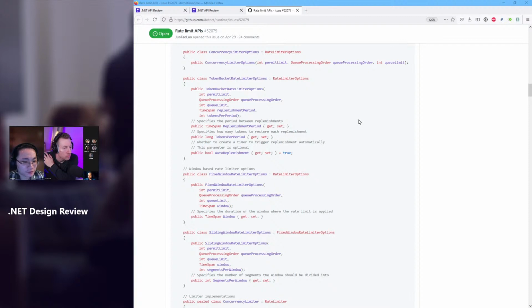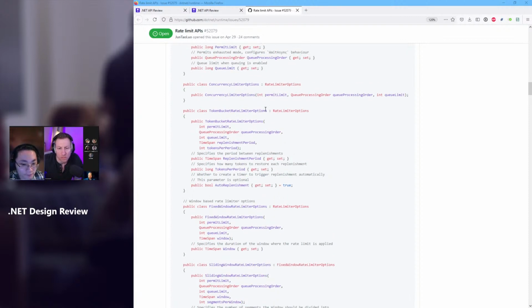Yeah, I'm not sure if we want to dive right into the token bucket implementation, but we can also just go through the rest of the fixed window and sliding window options because they should be quick. I guess one question, because I updated a bunch of ints to longs in the notes here: all the permit limit and queue limit should both be longs.